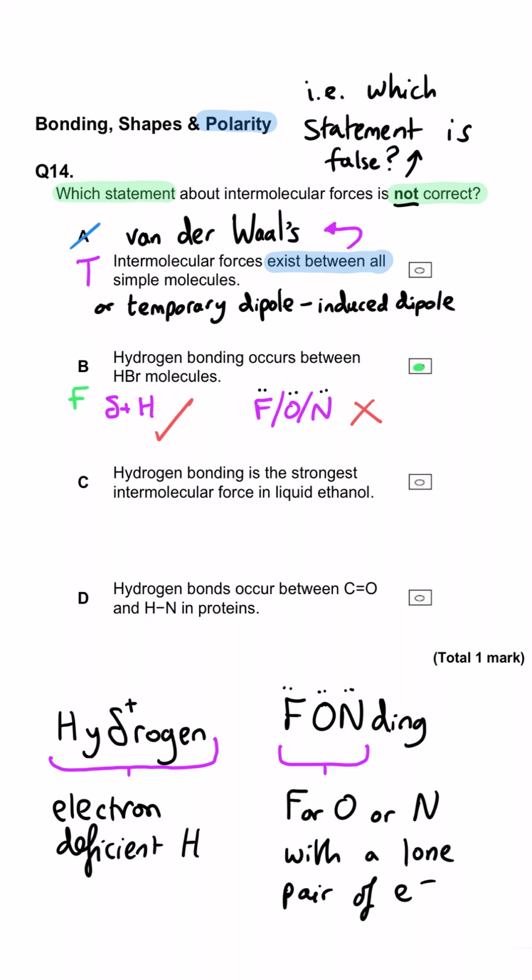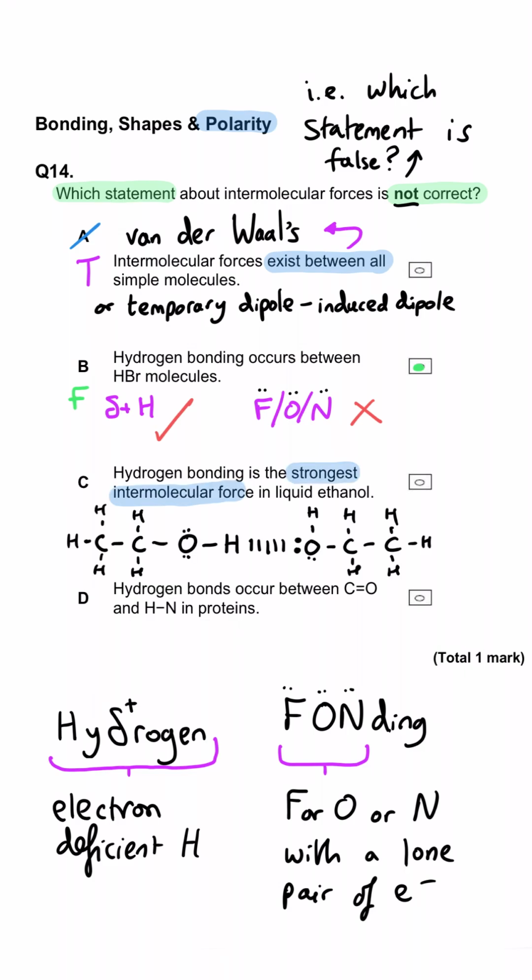Just to check the others, hydrogen bonding is the strongest intermolecular force in liquid ethanol, definitely true. Ethanol has got the O to H bond, which will be polar with an electron-deficient hydrogen, and the oxygen with the lone pair.